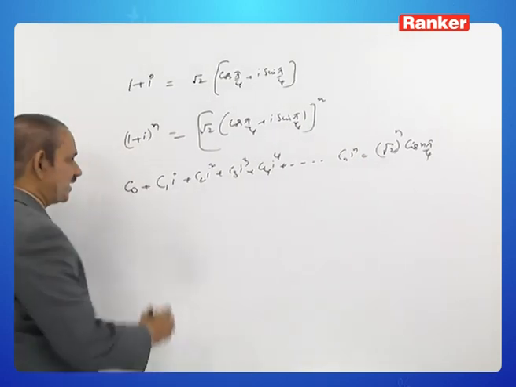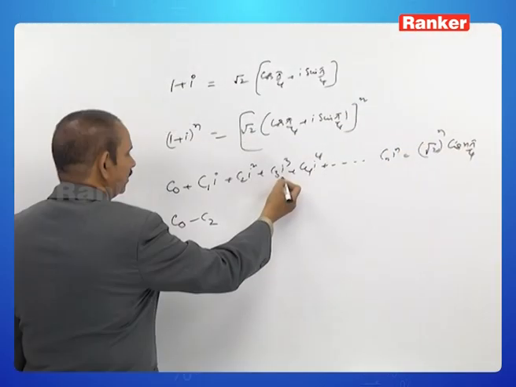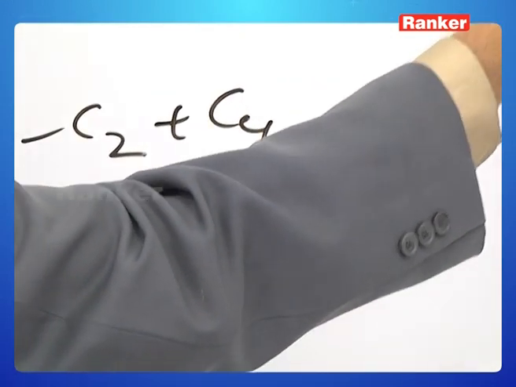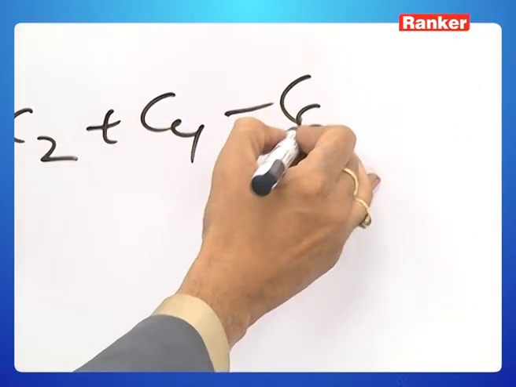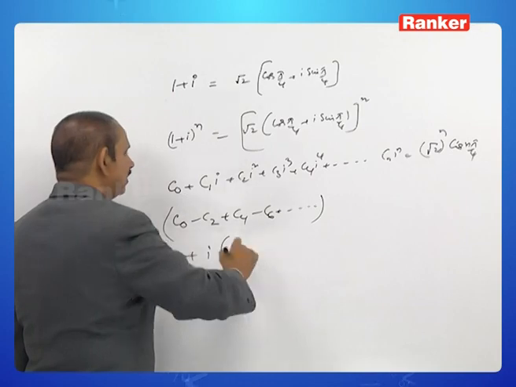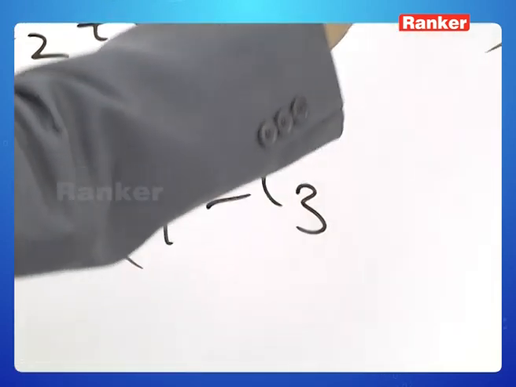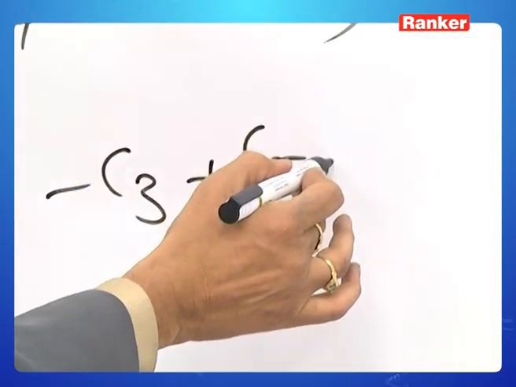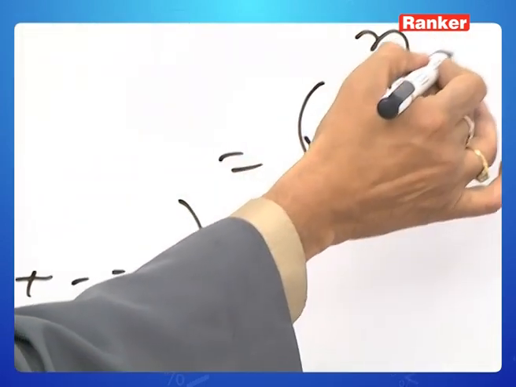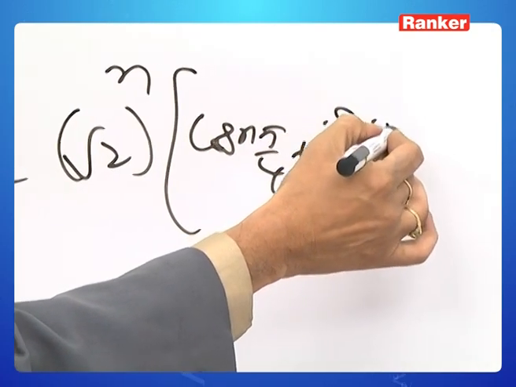And this LHS can be taken as C0 − C2 + C4 − C6 and so on. This is the real part, plus i times the imaginary part: C1·i³ is −C3, i⁵ gives plus C5, minus C7 and so on, is equal to (√2)^n · (cos(nπ/4) + i sin(nπ/4)).